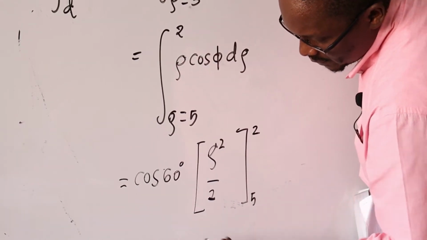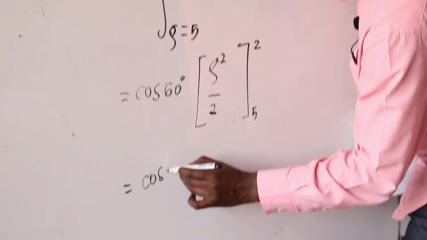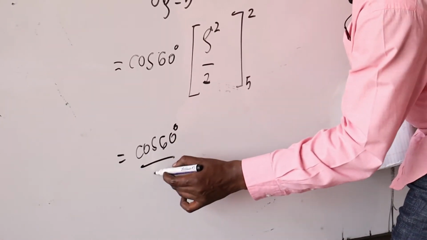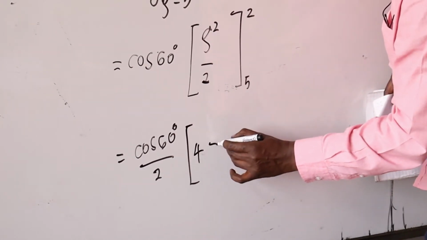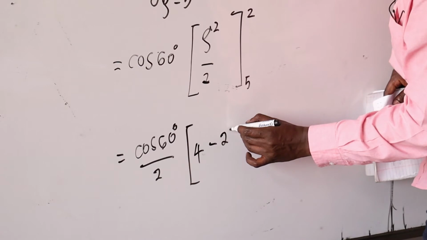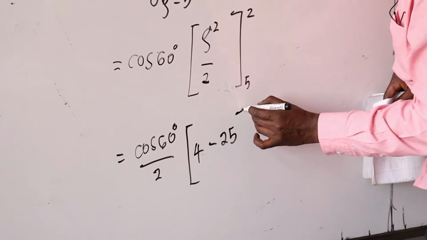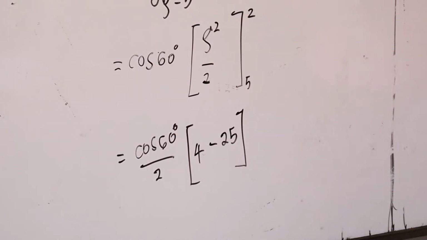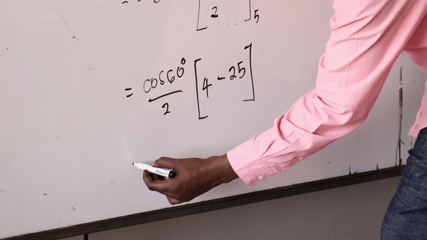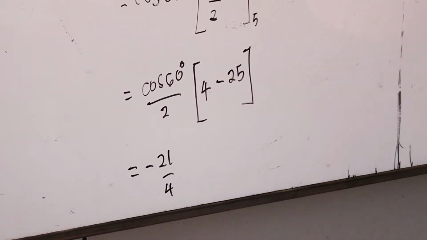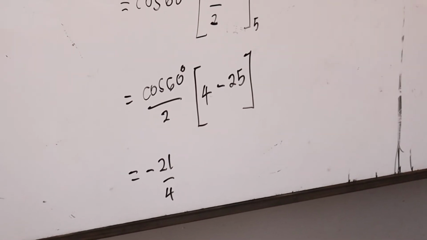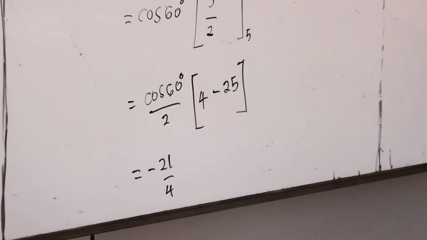So we can take our 2 outside, and we have the cosine of 60 degrees over 2. Then we have 2 squared is 4 minus 25, which is 5 squared. Finally, if you simplify with the cosine of 60, we'll have negative 21 over 4 as our answer. Negative 21 over 4 as the answer.